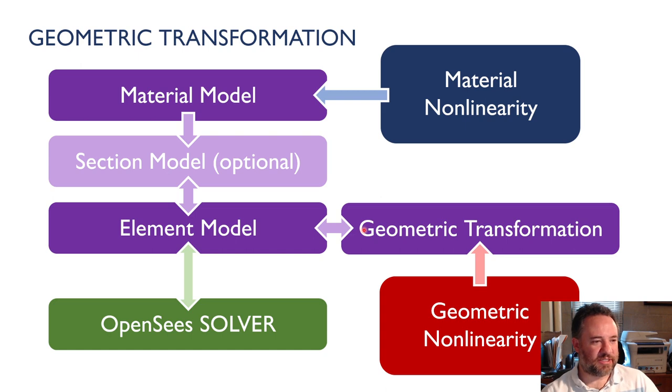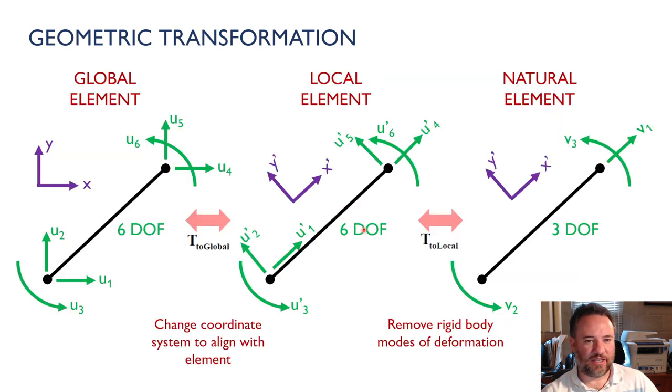Okay, last part is talking about the geometric transformations. So what is that step where we go from global to local when we start to integrate our beams? In the previous slides I only showed the global element, which has deformations in 3 DOFs at the ends for a beam element, in the global coordinate system. This applies to all elements.